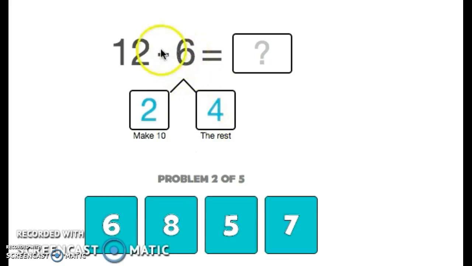So now we go back to our make a 10 strategy. We know that 12 take away 2 is that 10 that we made. We need to take away the rest, so 10 take away 4 is 6.